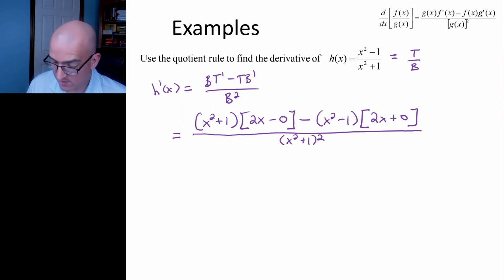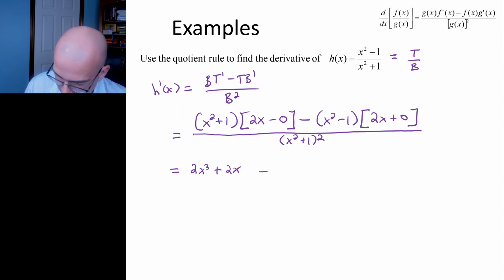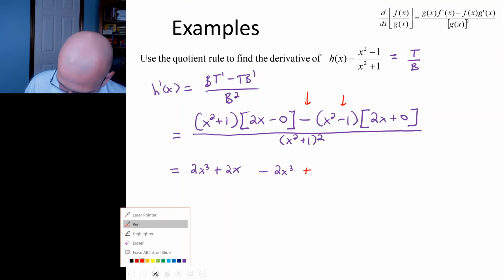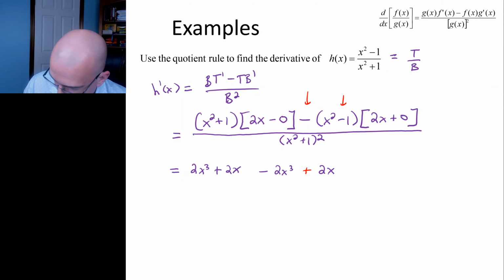Okay, let's simplify. So we have x squared plus 1 times 2x. That's 2x cubed plus 2x. Expanding that. And now we have minus 2x cubed plus 2x. So why is it plus? Well, I have a negative and a negative. Negative times negative gives you positive.